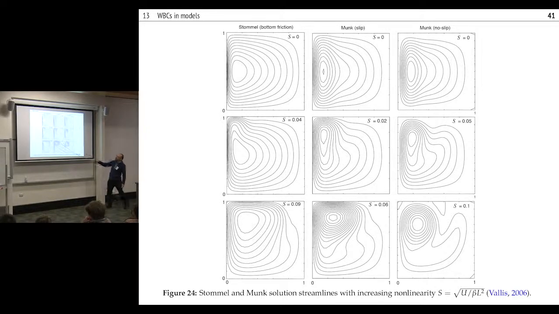And what you see is the western boundary currents start to intensify downstream. So these are rotating clockwise. It's intensifying downstream. It's sort of separating from the coast. It's forming these recirculations. And particularly with a no-slip condition, you actually get this sort of flow separation going on.